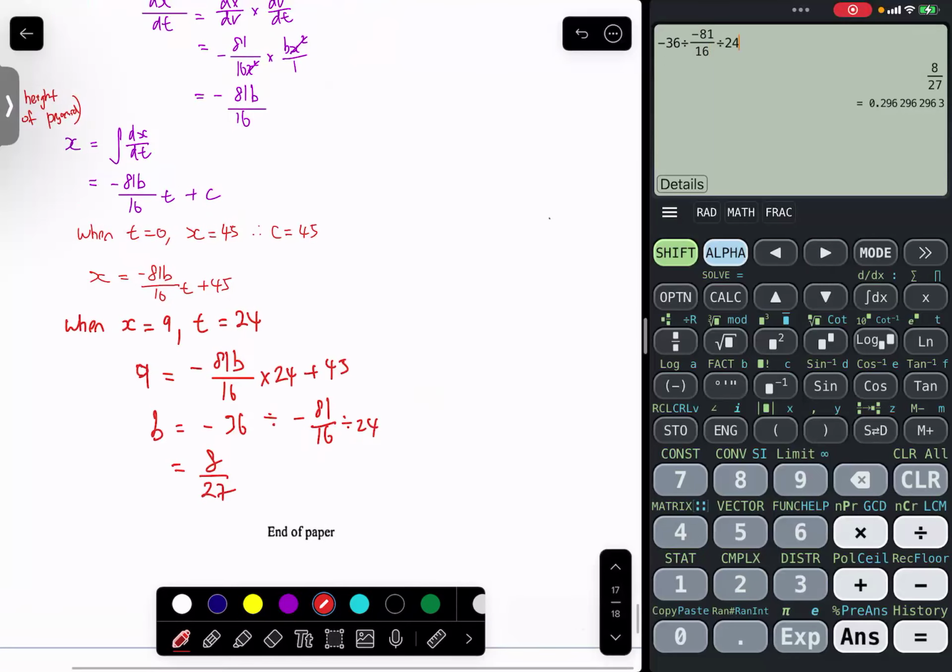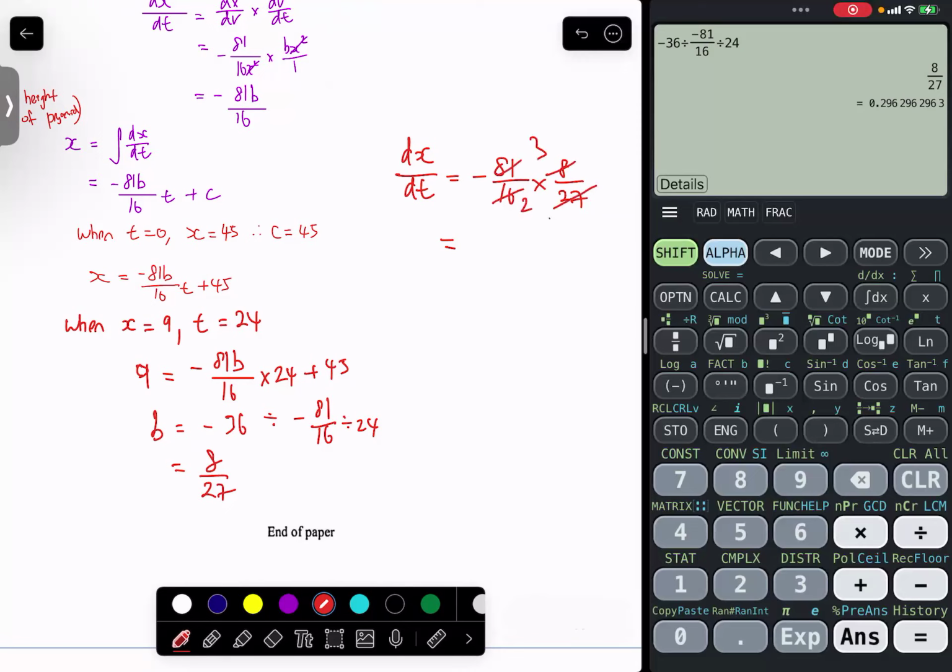So dx/dt is then equal to negative 81 over 16 times 8 over 27. That will give me negative 3 over 2 cm per second. That's it.